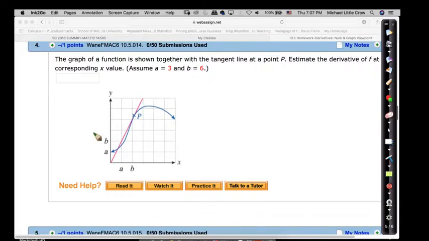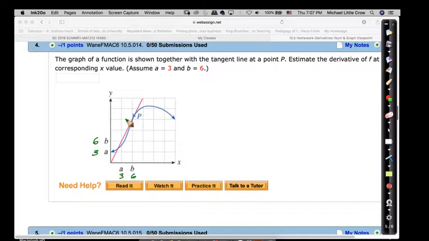So they're telling us A is 3 and B is 6. So that tells us that each of these tick marks is 3 units. And the same thing here. This would be 3, this would be 6. So now they want us to find the... they're telling us that this red line is a tangent line. That's important. So what is a tangent line?